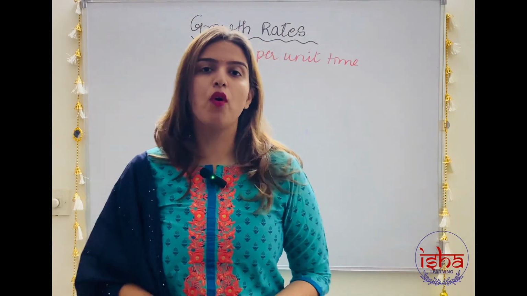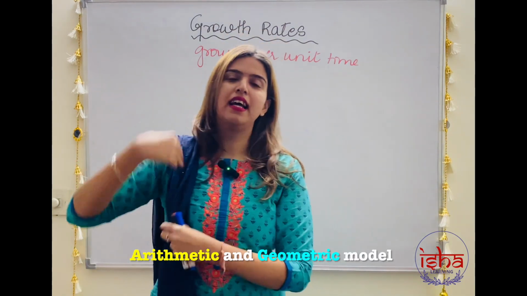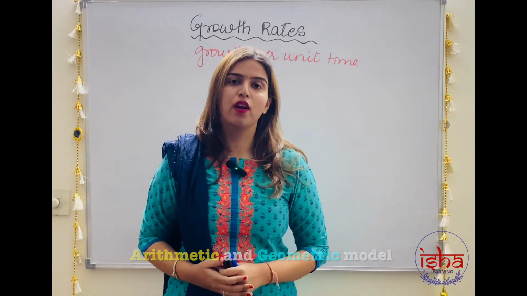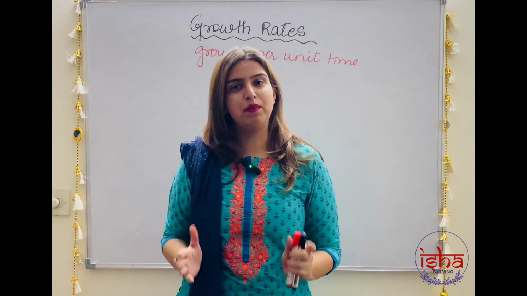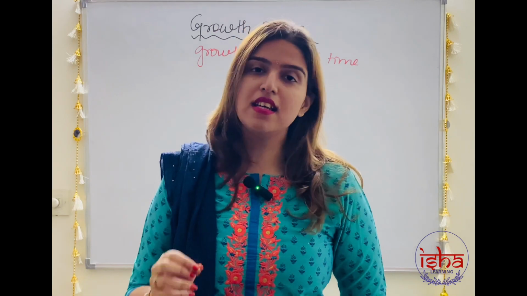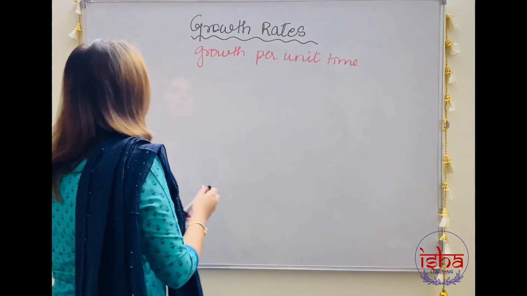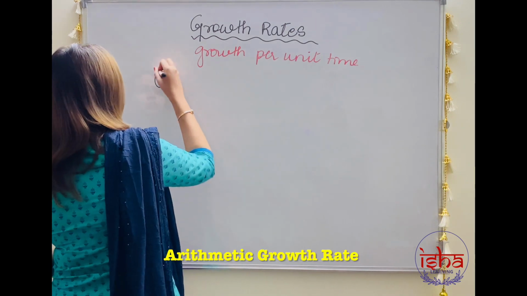Now there are two models to study growth rate. One is the arithmetic model and the second is the geometric model. Both of the models are applicable and seen at different places in the plant body. Let's understand each of them one by one. So let's begin first with the arithmetic growth rate.